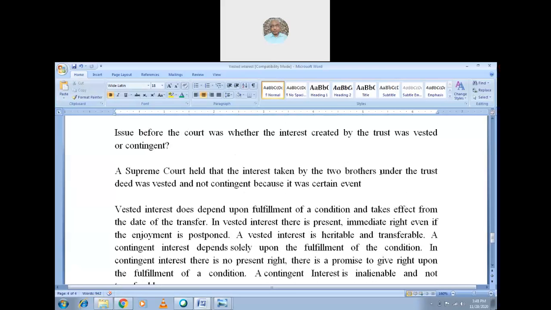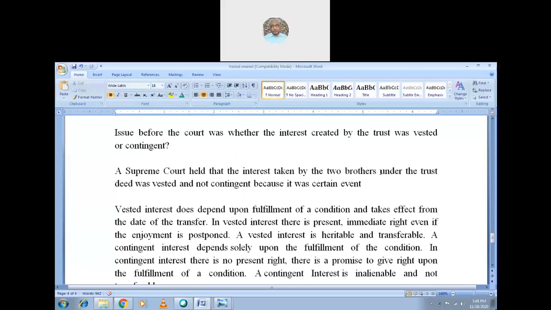The Supreme Court held that the interest taken by the two brothers under the trust deed was vested, not contingent, because it depended on a certain event. Which is a certain event? Death. Death is a certain event because the settlor will definitely die one day. Once the settlor is gone and the condition is fulfilled, they automatically become the proprietors of that property.